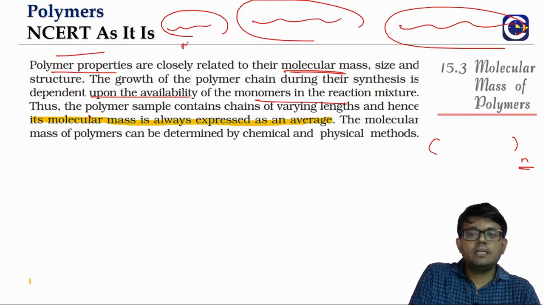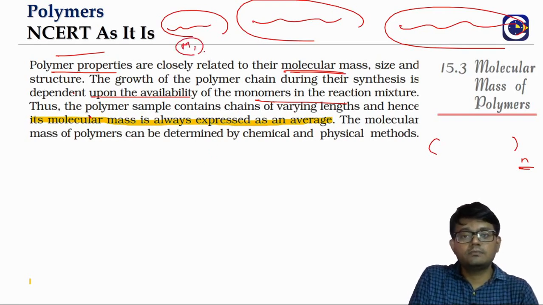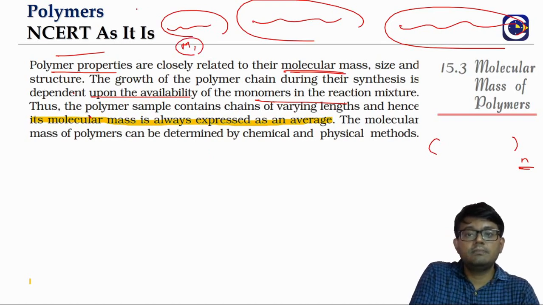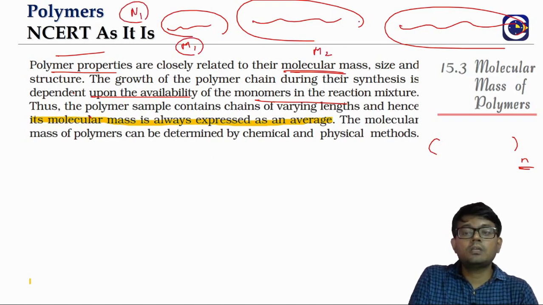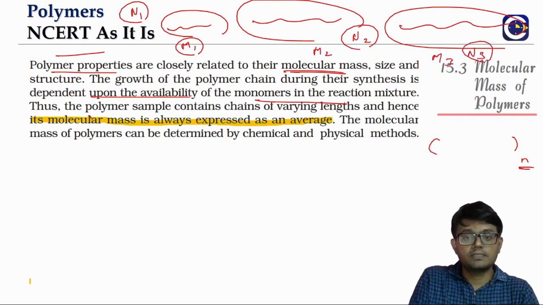Let's say we have a chain whose molecular mass is m1. It's not like you have only one such chain. There can be some n1 such numbers. We can have a chain of molecular mass m2. There can be some n2 such chains. There can be a chain of molecular mass m3, and we can have n3 such numbers.